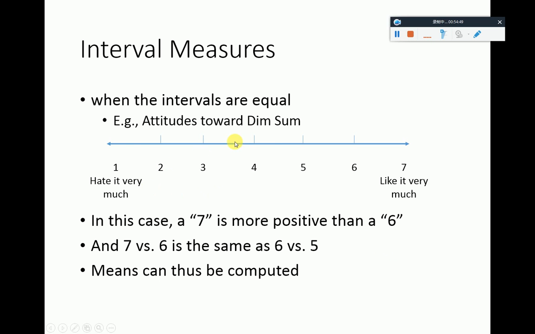And exactly because with an interval scale we have equal intervals, now we can meaningfully compute and interpret means or averages.